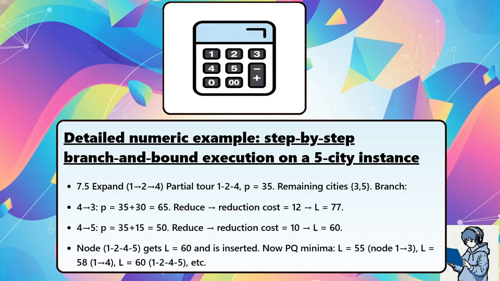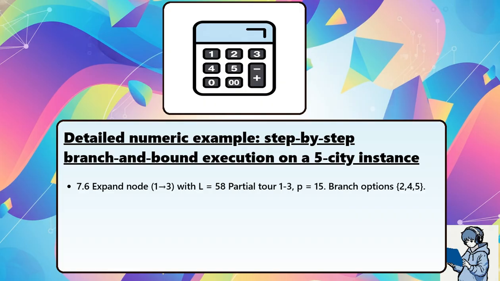Node 1-2-4-5 gets lower bound 60 and is inserted. Now the priority queue minima are 55 for node 1 to 3, 58 for 1 to 4, 60 for 1-2-4-5, and so on. 7.6 Expand node 1 to 3 with lower bound 58.